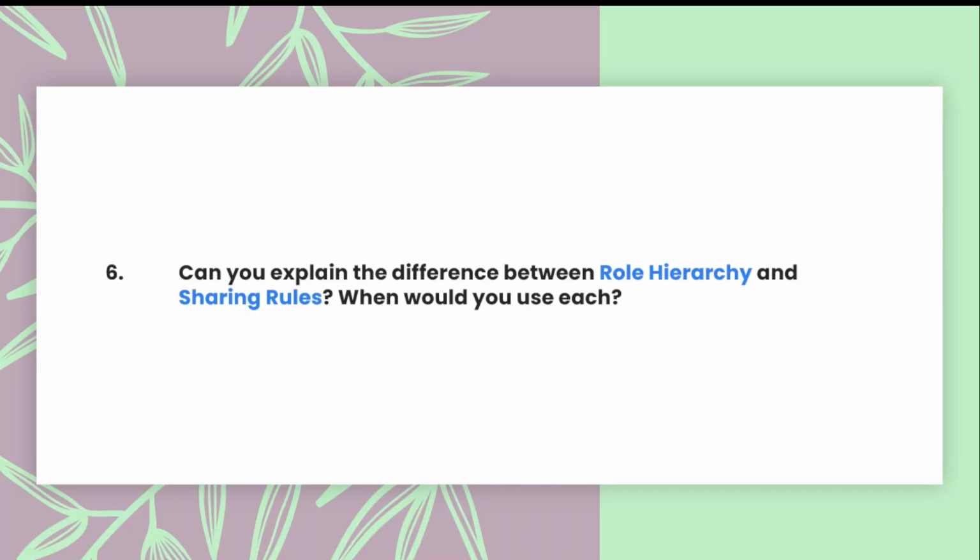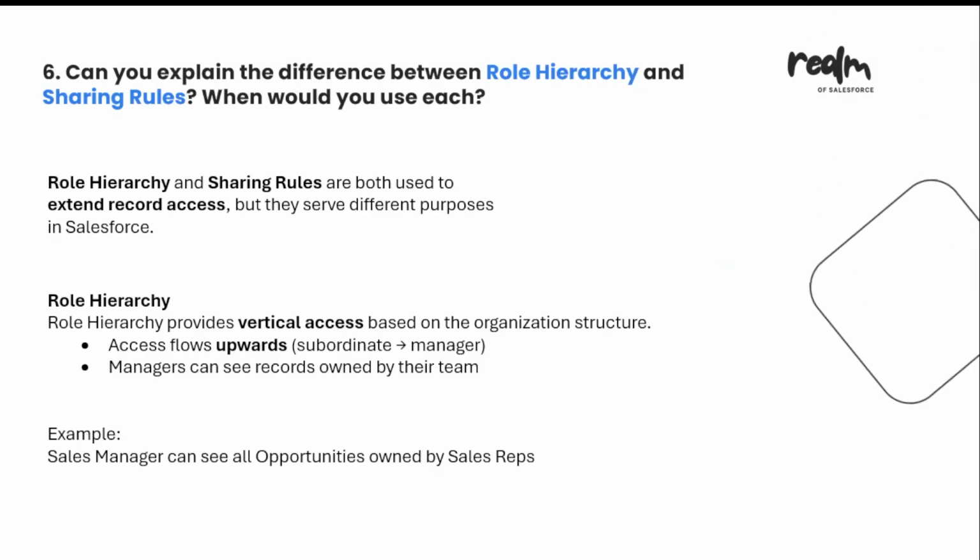Can you explain the difference between role hierarchy and sharing rules? When would you use each? Role hierarchy and sharing rules both are used to extend record access. As we have seen, OWD is the most restrictive, and then we can expand using role hierarchy, sharing rules, and other methods. Role hierarchy provides vertical access based on organization structure. So access flows upward. If there is a manager and there are multiple subordinates, all the records owned by the subordinates can be viewed by the manager. Example, a sales manager can see all opportunities owned by sales reps.